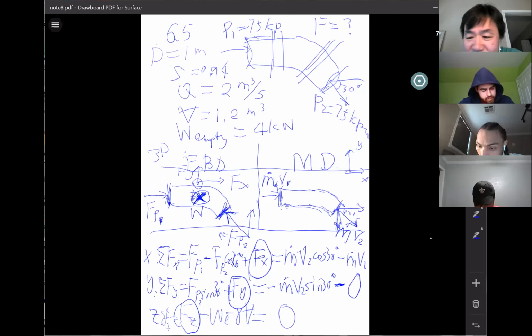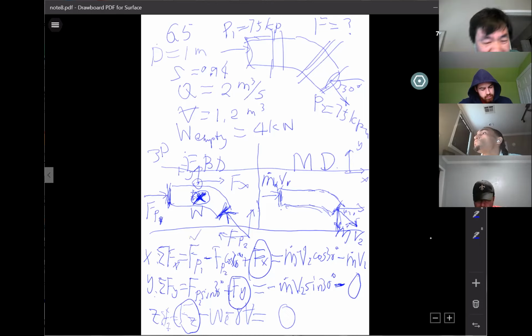Look at the equation. Go do it with me. In the final exam, you're going to do the same thing, so let's just practice it here. Do we know FP1? We can find it. Pressure times area. Okay. Can we find FP2?